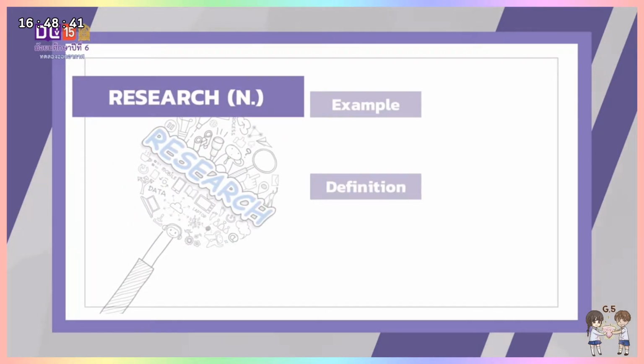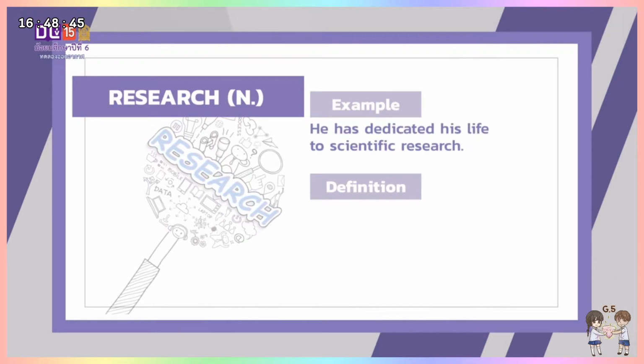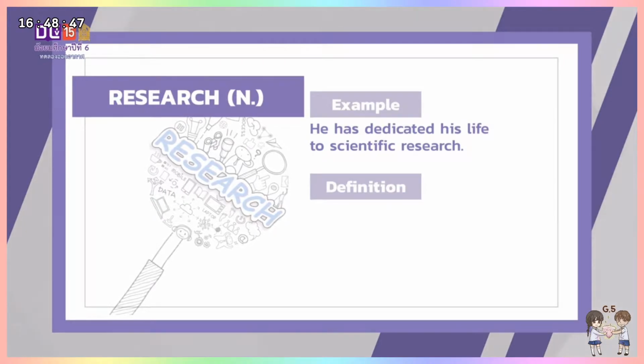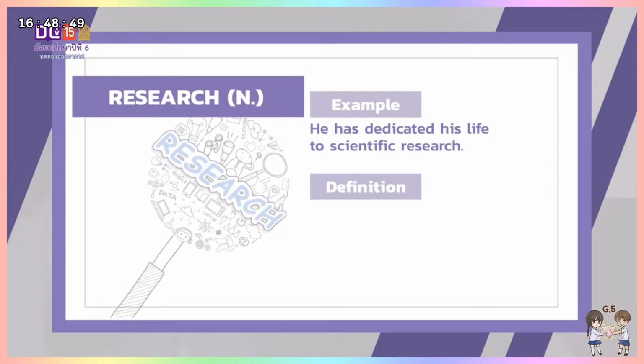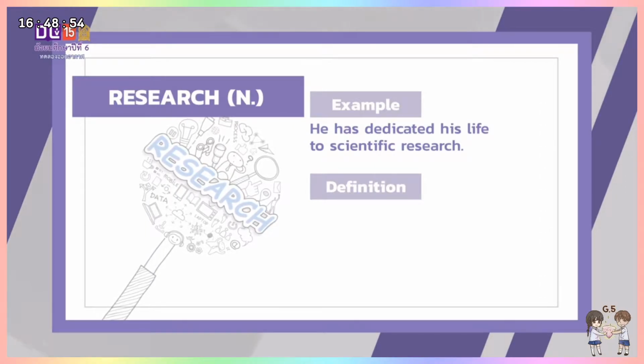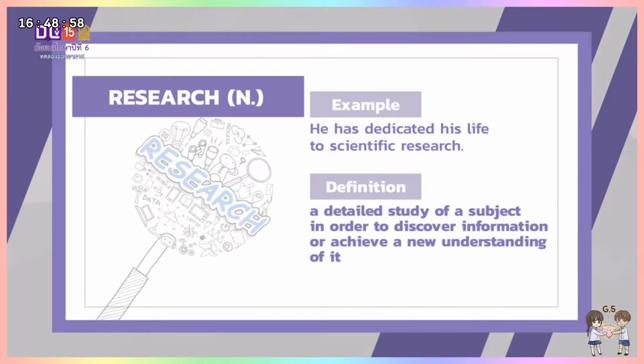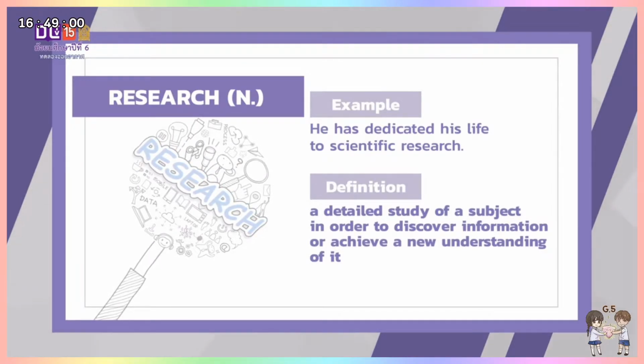And the last word of today's lesson, research. Actually, we can use this word as a noun and as a verb. Let's see the example: he has dedicated his life to scientific research. He has dedicated his life to scientific research.